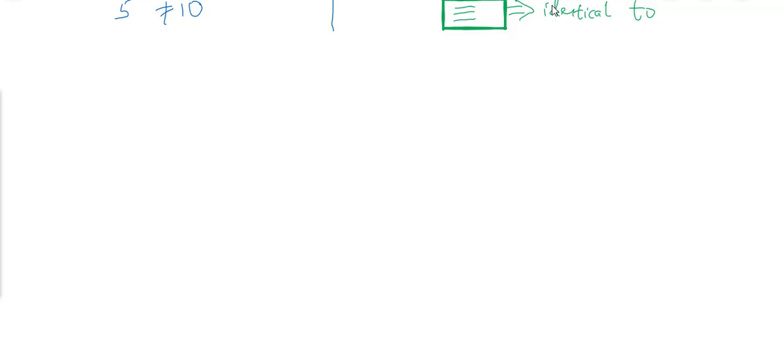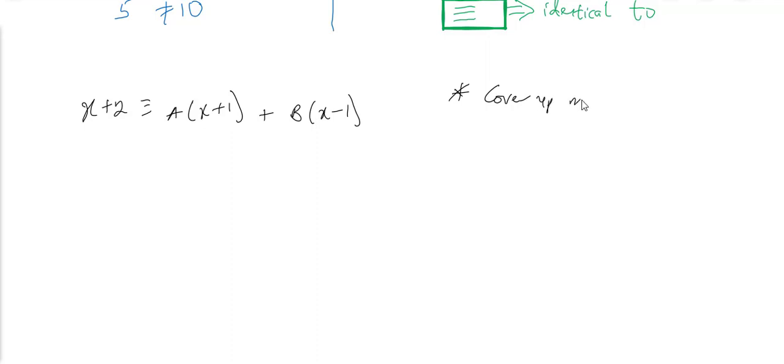So the next part of the lesson, we're going to learn how to solve for constants in identities. I'm going to use examples to illustrate this concept. An example: x plus 2 is identical to a(x plus 1) plus b(x minus 1). Good. So what we're going to do over here is solve for constants a and b using two different methods. One, we're going to use the cover up method, and the second one, we're going to use the comparison method.